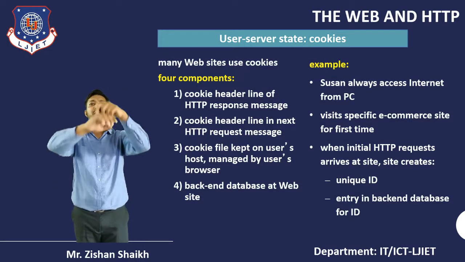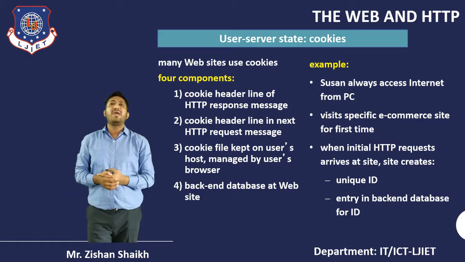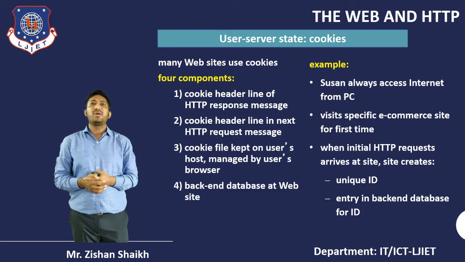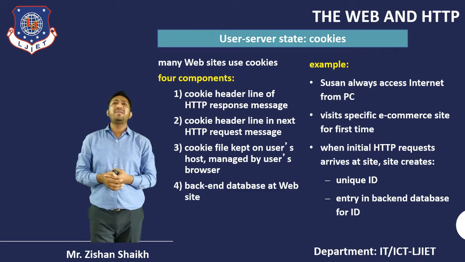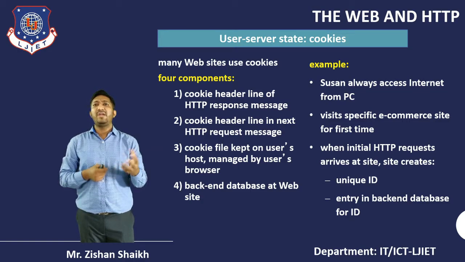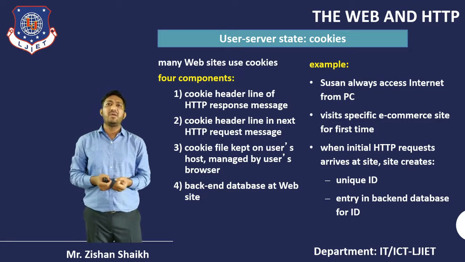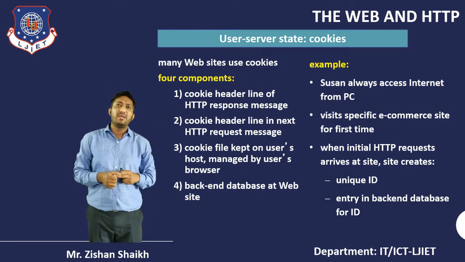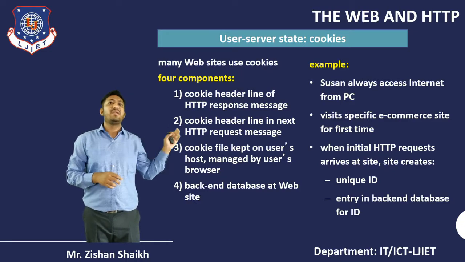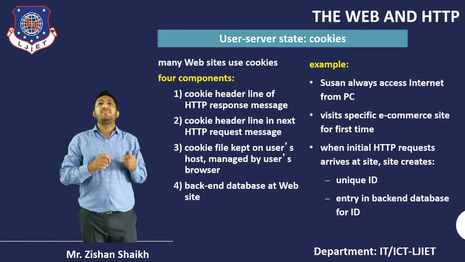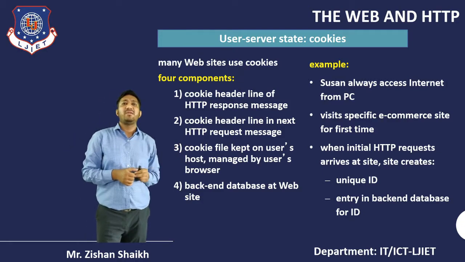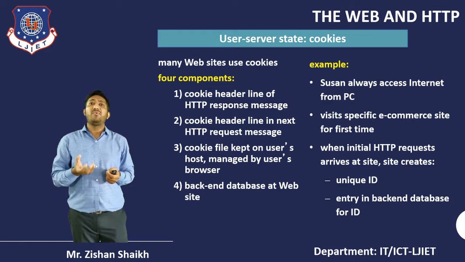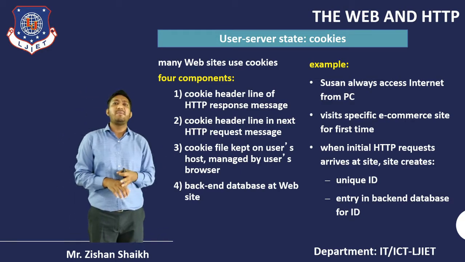Now we are moving to the next topic used with the HTTP protocol, which is cookies. How do we use the concept of cookies? Websites use cookies to monitor how we are surfing and how our data is saved. Cookies have mainly four components. One is the cookie header line in the HTTP response message, then the cookie header line in the next HTTP request message, third the cookie file. The cookie file keeps track of which user is doing which activity and what data will be saved, and the fourth is the back-end database of the site.